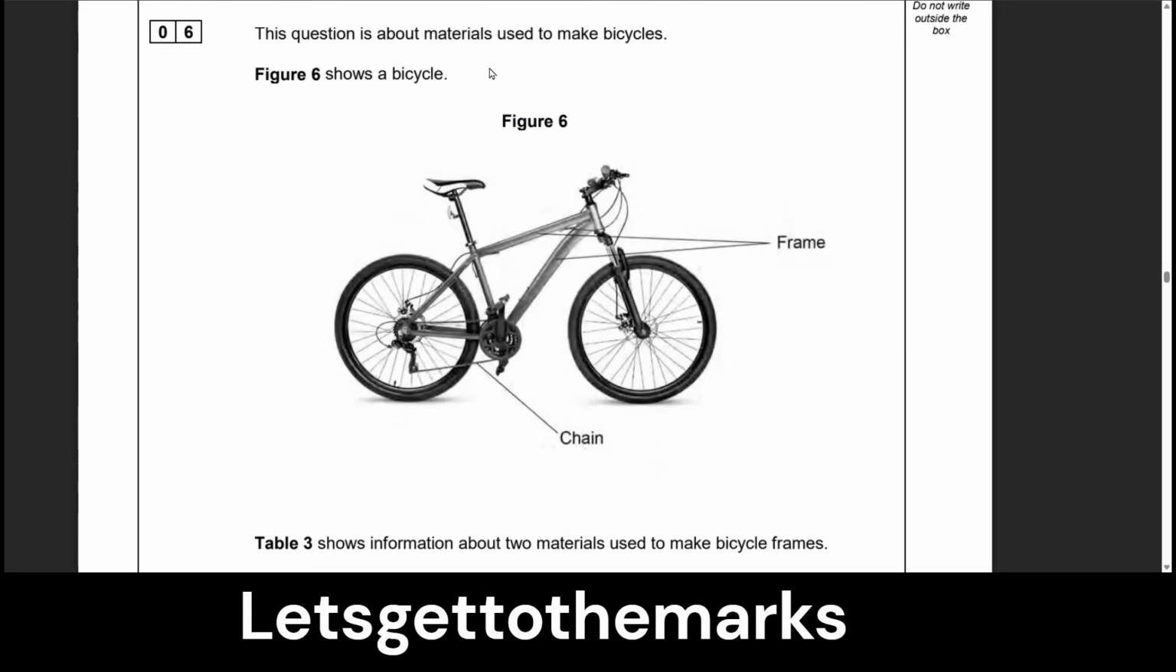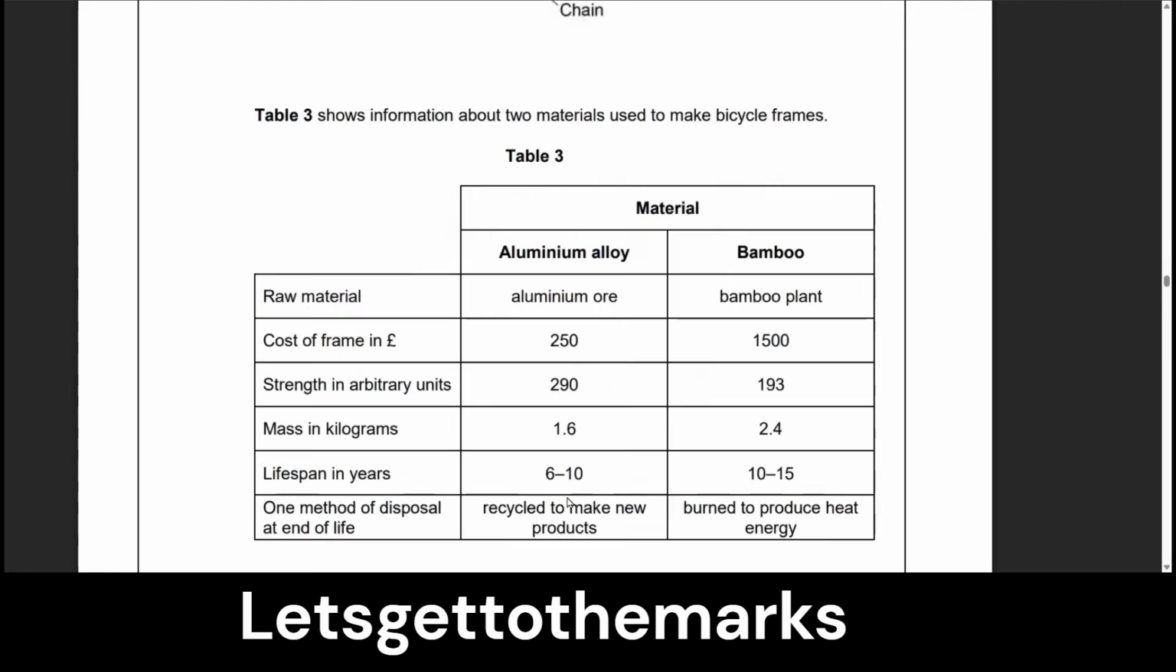Question 6, the question's about materials used to make bicycles. Figure 6 shows a bicycle. So here's our bike. We've got a chain, we've got a frame. Table 3 shows information about two materials used to make the bicycle frames. So we could make it out of alu. Yeah, make it out of potato, guys. Make it out of aluminium alloy or bamboo. Raw material, aluminium ore or bamboo plant.